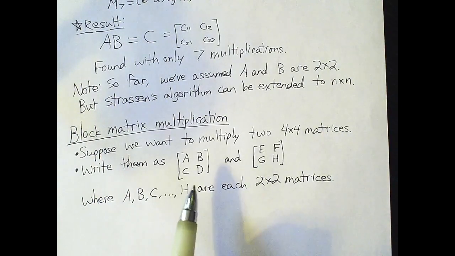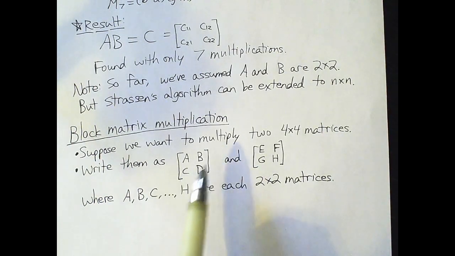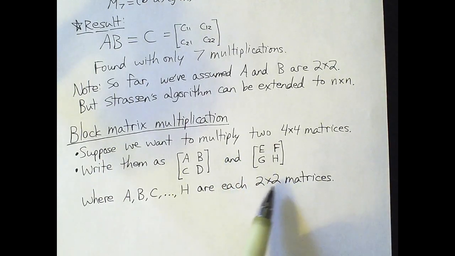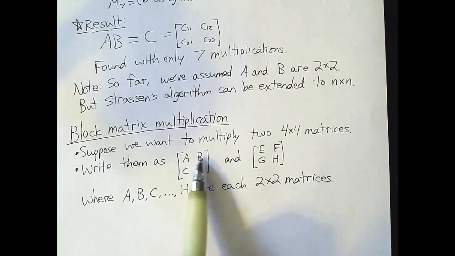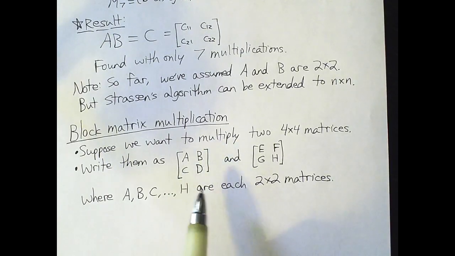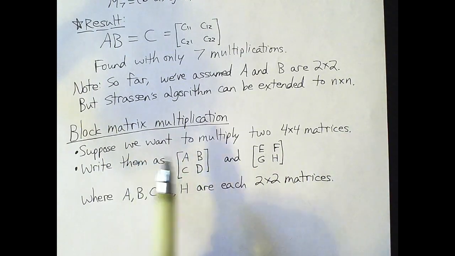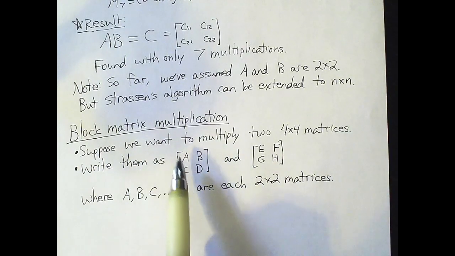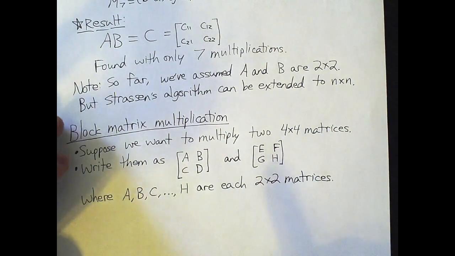So you see this first matrix I wrote out, A, B, C, D. Each one of those entries is actually a matrix that's 2 by 2. So you have a 2 by 2, 2 by 2, 2 by 2, 2 by 2. All together, it's 4 by 4. That's the concept of block matrix multiplication. It's like A is a block, B is a block, C and D.